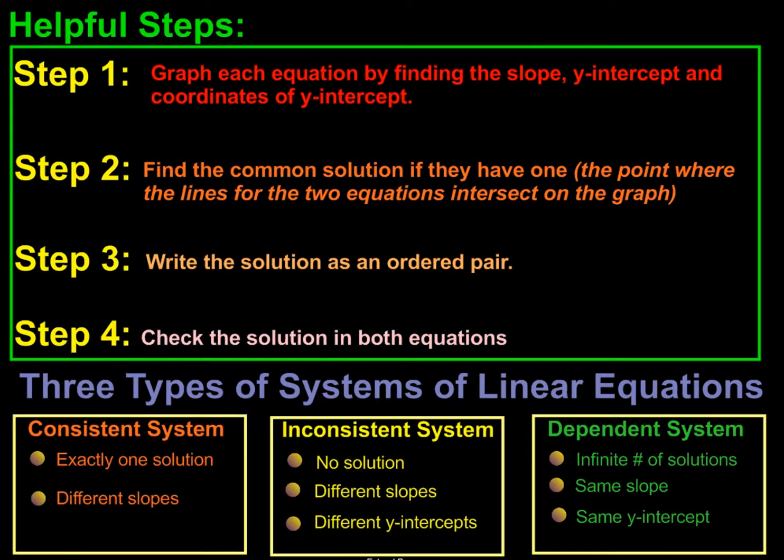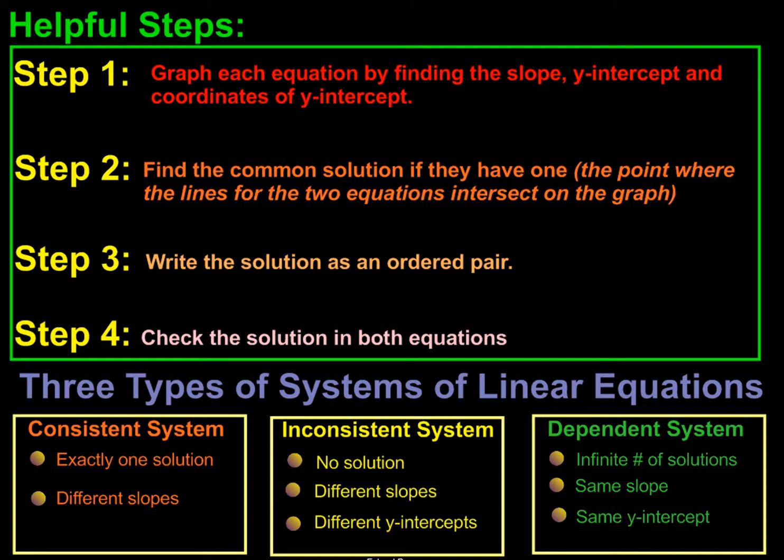Let's go over the steps for solving these problems. For step number 1, you need to graph each equation by finding the slope, the y-intercept, and the coordinates of the y-intercept. For step 2, you need to find a common solution if one is there, which would be the point where the two lines for the two different equations intersect on the graph. For step number 3, you're going to write that solution as an ordered pair. And step number 4, you're going to check the solution in both equations.